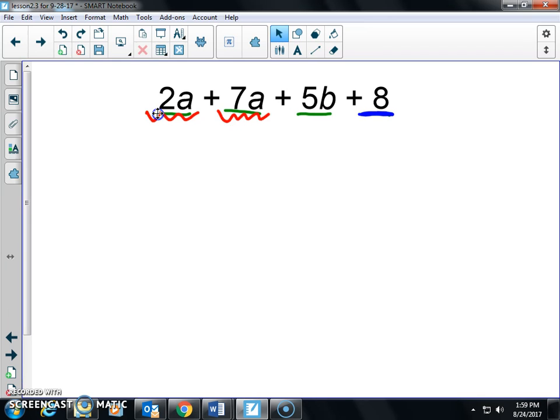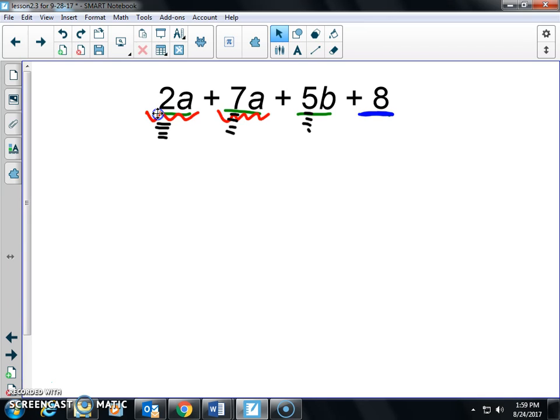All right, taking a look back up here. Coefficients. Remember, a coefficient, if you look at your definition, it's the number that multiplies the variable. It's the number attached to the letter. So, in this case, we've got coefficients. We've got 2 as a coefficient, 7 as a coefficient, and 5 as a coefficient. So those 3 numbers are all coefficients because they are attached to a letter. They multiply the letter. Okay?